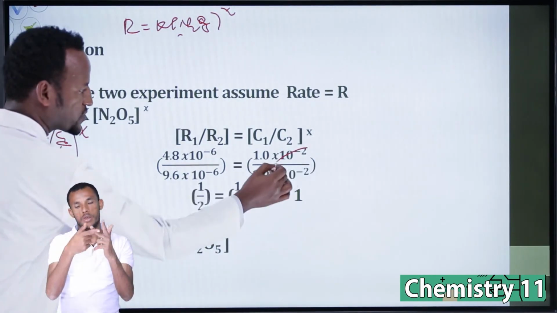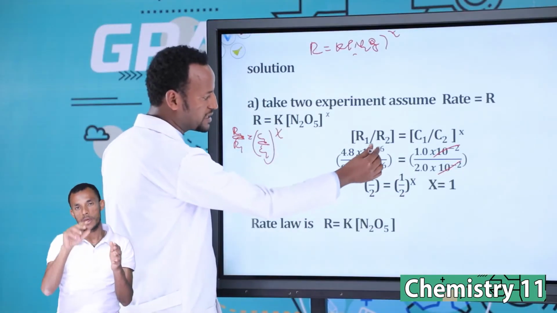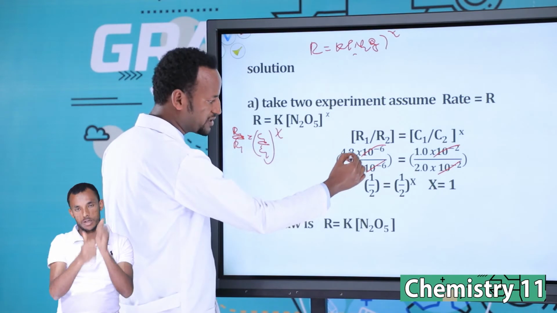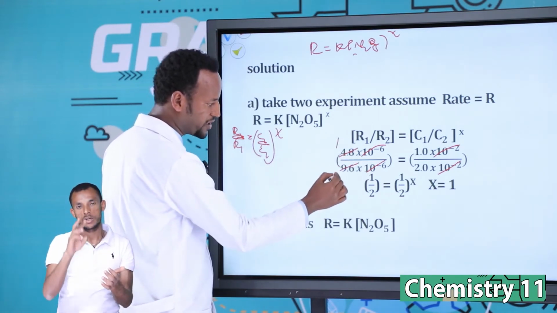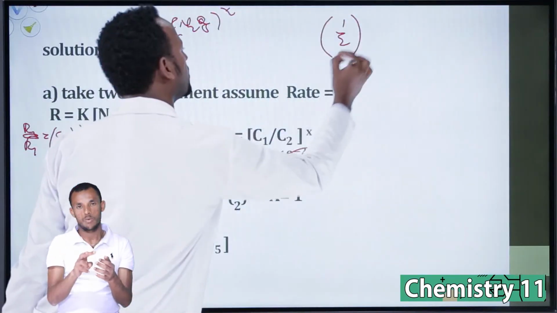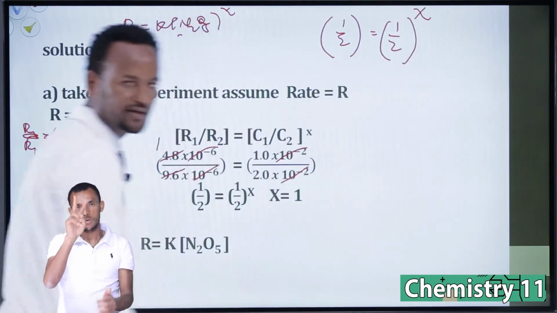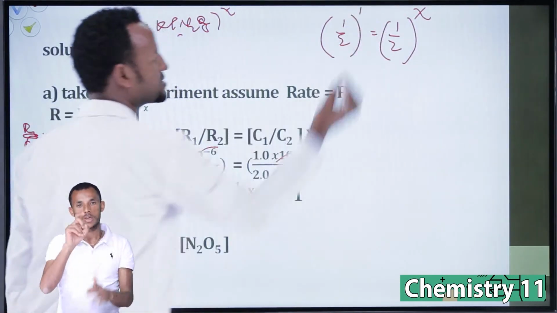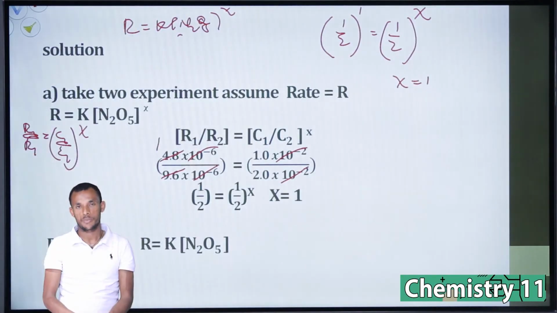Therefore, 10 raised to minus 2 is cancelled by 10 raised to minus 2, which is already 1 over 2. This is cancelled. 4.8 over 9.6 means 4.8 by 4.8 times 2, 1 over 2. Therefore, 1 over 2 is equal to 1 over 2 to the power of X. What is X? The power is 1. X is equal to 1.